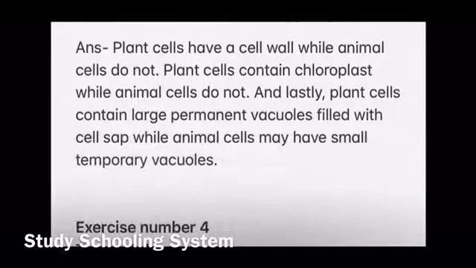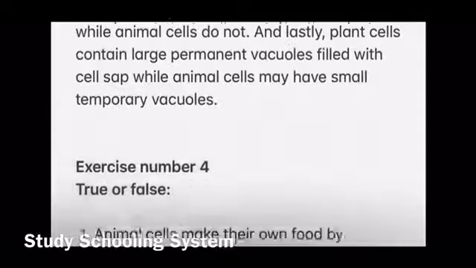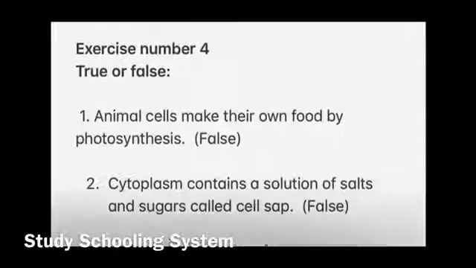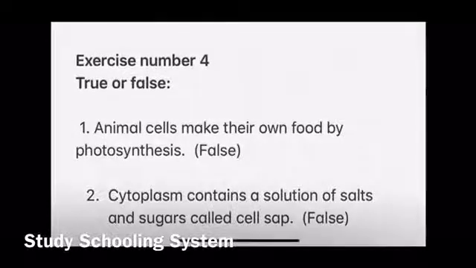Then you will write exercise number 4, true or false. The first true or false question is animal cells make their own food by photosynthesis. This is false because plant cells make their own food by photosynthesis because they contain chloroplast, which contains chlorophyll, right? The second question is cytoplasm contains a solution of salts and sugars called cell sap, and that's wrong again because cytoplasm is a jelly-like substance, right?